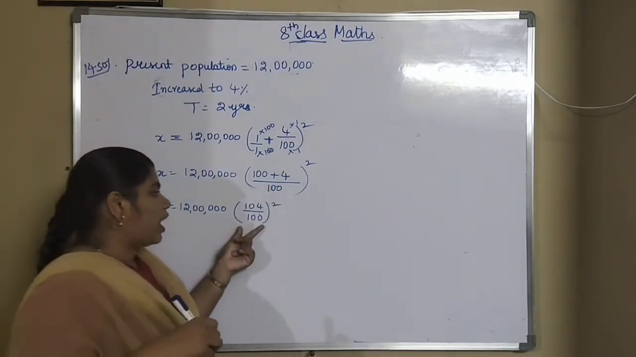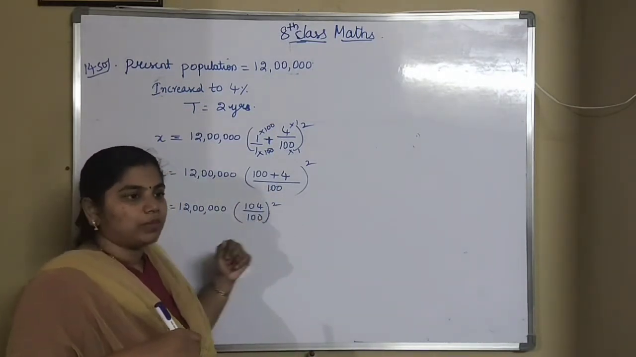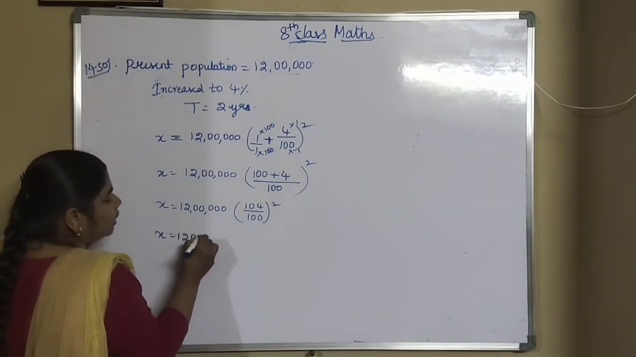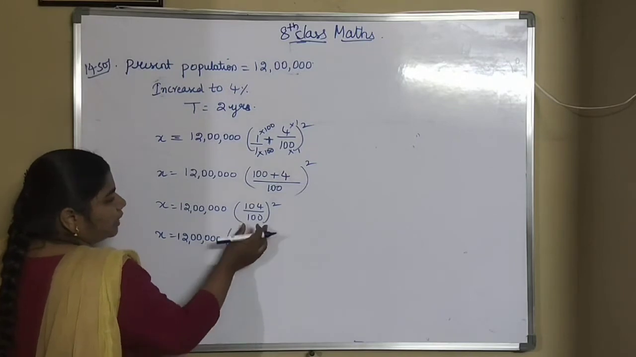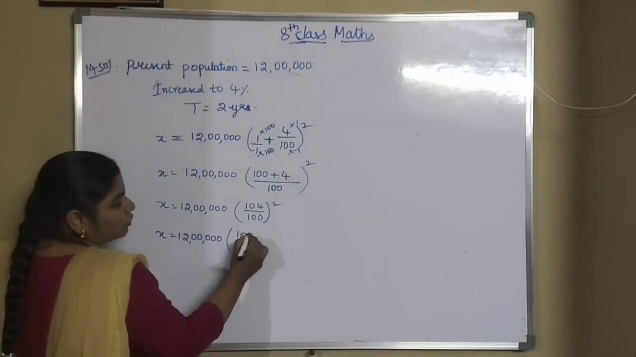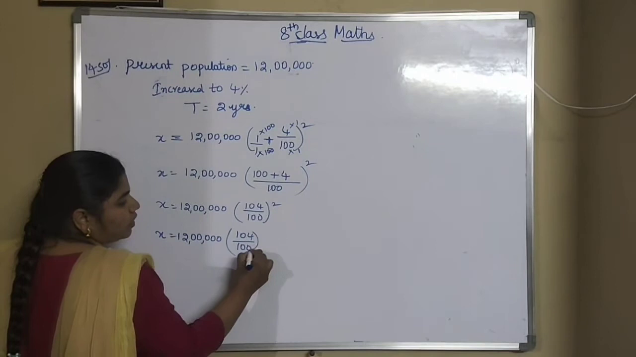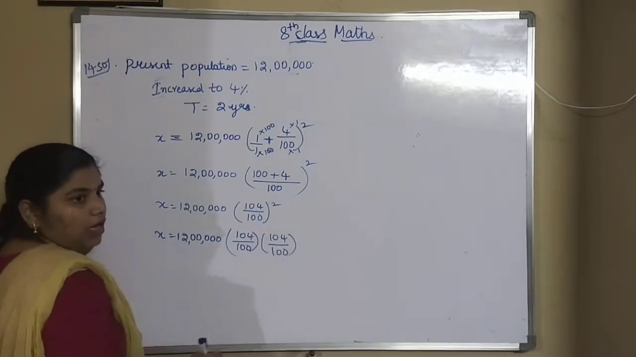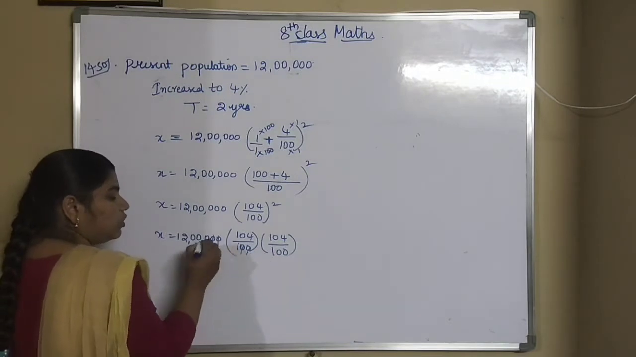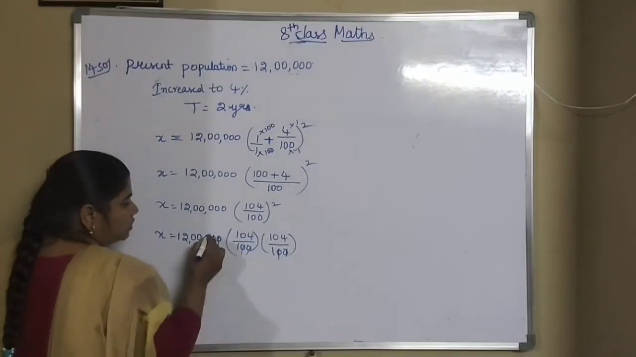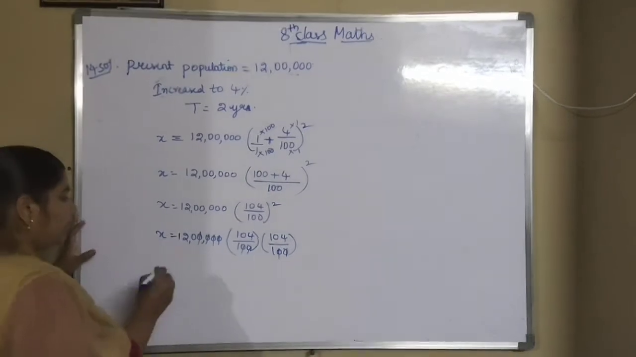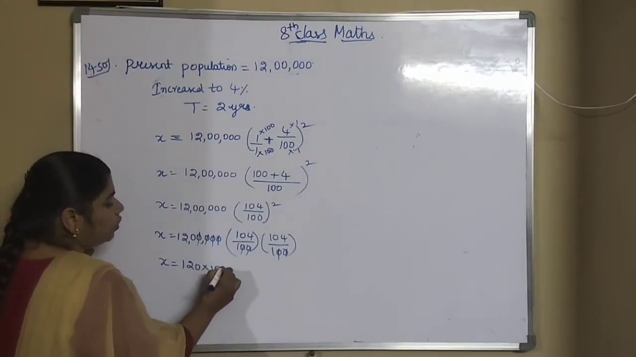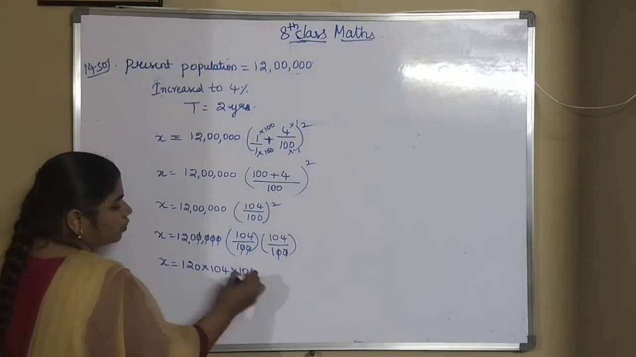Now this value you have to multiply how many times? 2 times you have to multiply. So x is equal to 12 lakhs, writing this value 2 times. That is 104 by 100 into 104 by 100. Now the zeros will get cancelled. So what is the remaining value? x is equal to 120 into 104 into 104.